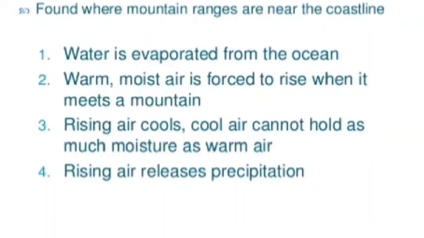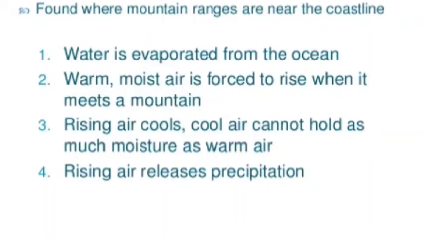Rising air, when it cools down, means when it reaches the dew point or 0 degrees Celsius. The cooling air cannot hold as much moisture as warm air. So rising air releases precipitation. This kind of rainfall is known as orographic rainfall. This orographic rainfall commonly occurs in India's Western Ghats.